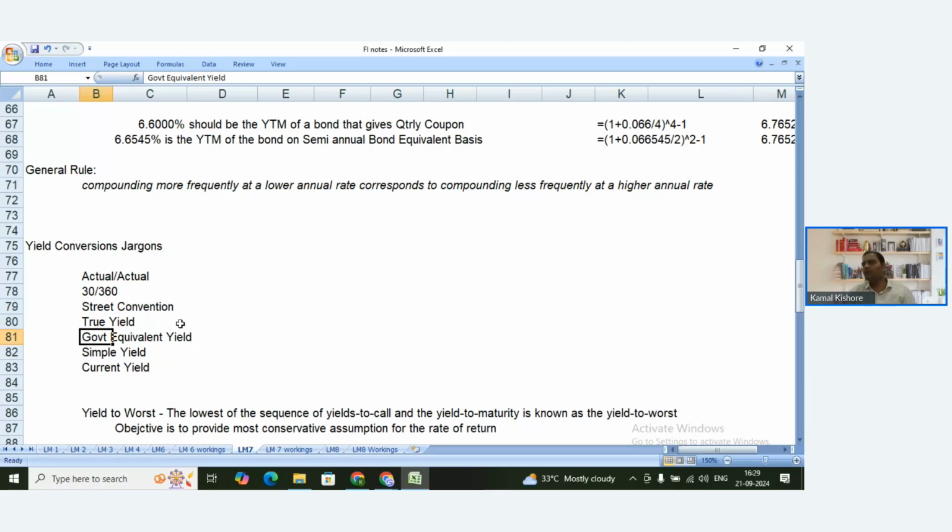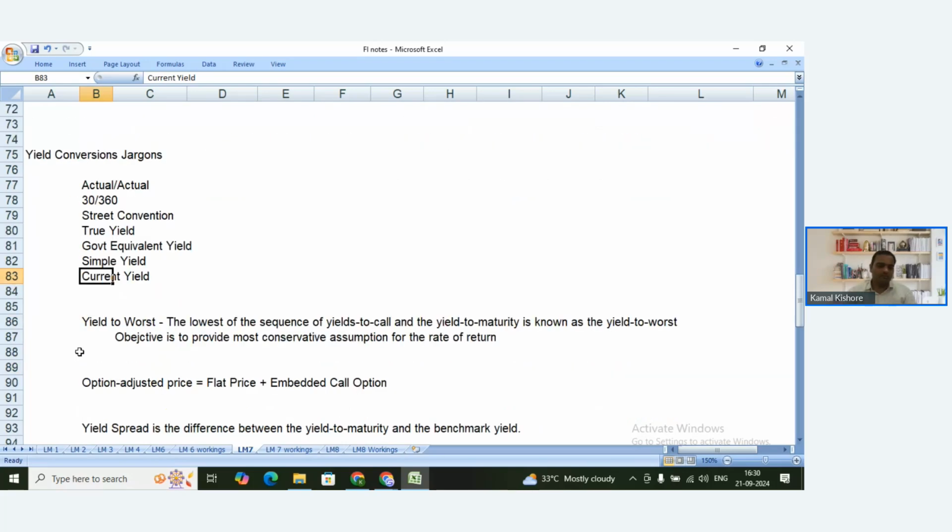Okay. Simple yield. Japanese. Then current yield. Current yield is not given. What is current yield? Current yield will be there in the previous chapter. Basically, your coupon by flat price. Okay, so this convention you should know, right? Read 2-3 times, you should be able to remember and understand also.